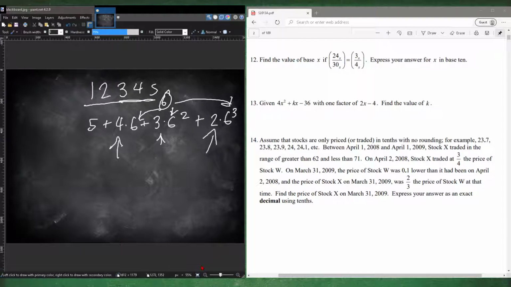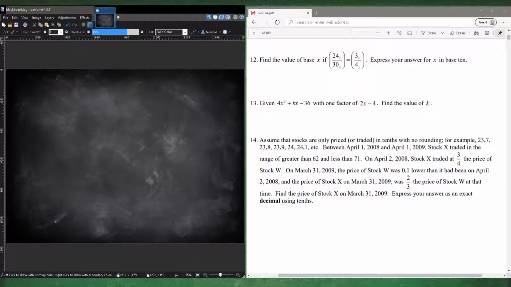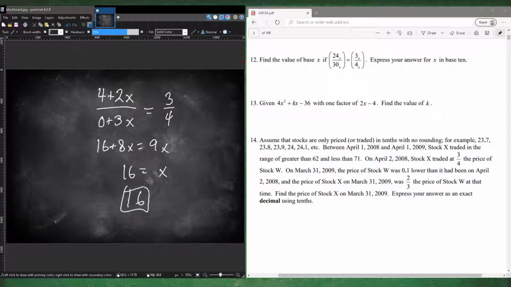And that's basically it. So all we have to do is look at this number, which is 24 base x, so it's just 4, plus the linear times 2. And then on the bottom is the same thing, so it's 0 plus 3 times x. And this one is just 3 and this is 4. So now we can cross multiply, so we get 16 plus 8x is equal to 9x. So our 16 is equal to our x, and we already solved it because this is base 10 already. So that is our answer. 12 is 16.